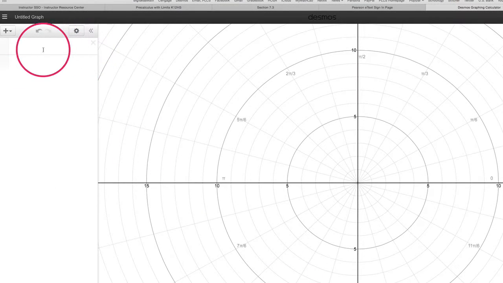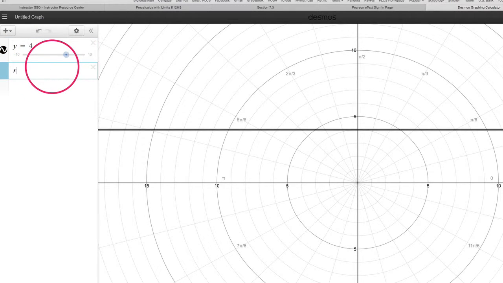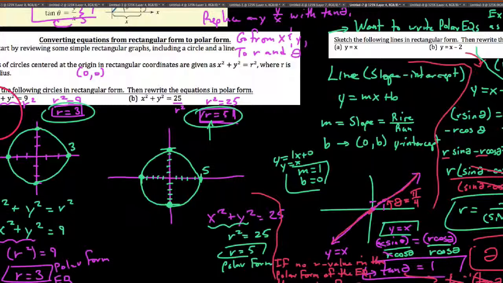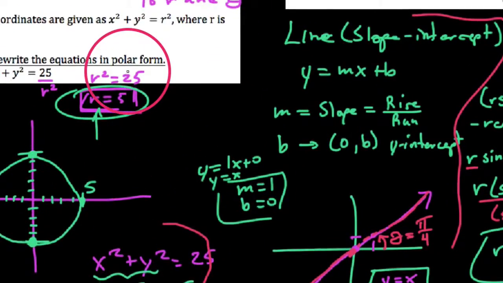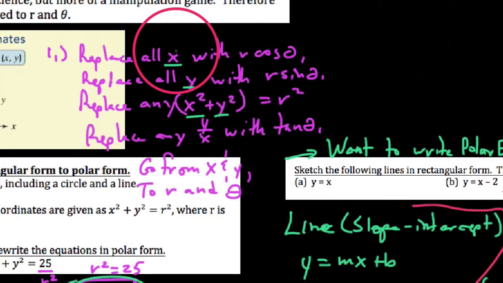Let's take a look at these equations here. We have y equals 4, and so you can see our horizontal line with a height of 4. But if we say r equals 4 divided by the sine of our angle, and we're going to call our angle theta here, you can see that we get precisely the same line. So these are just some really good examples to know how to convert from rectangular to polar form. And remember that we can always rewrite x in terms of r cosine theta and y as r sine theta.